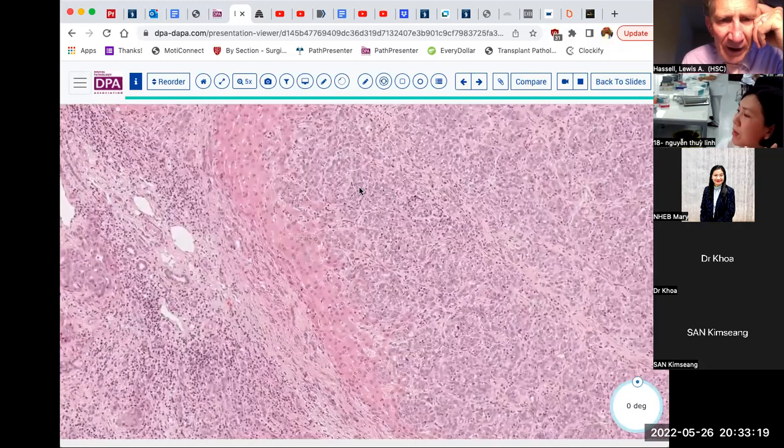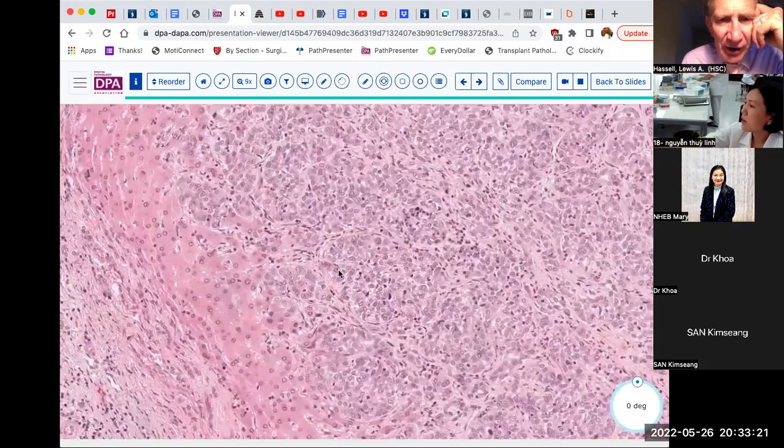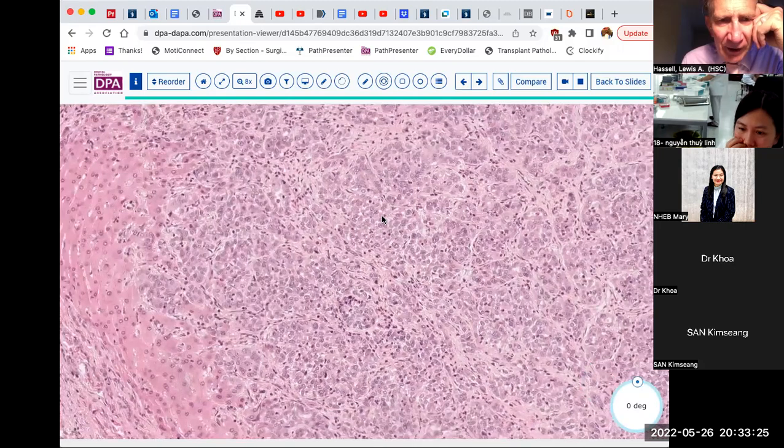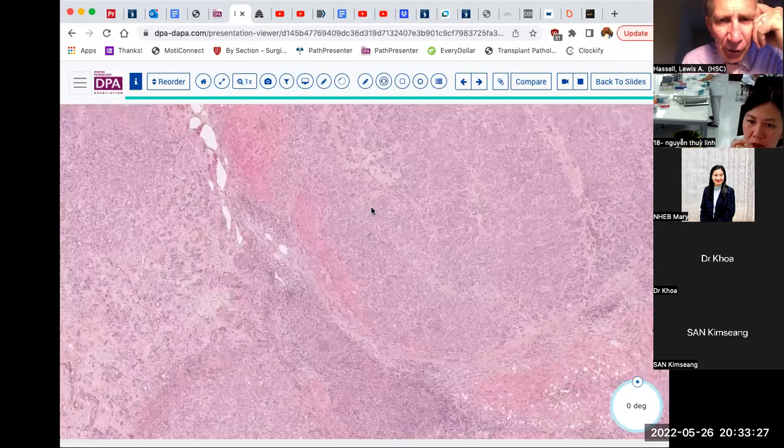So here's normal hepatocytes here, and you see these tumor cells kind of destroying the lobule as they infiltrate or pervade through it.